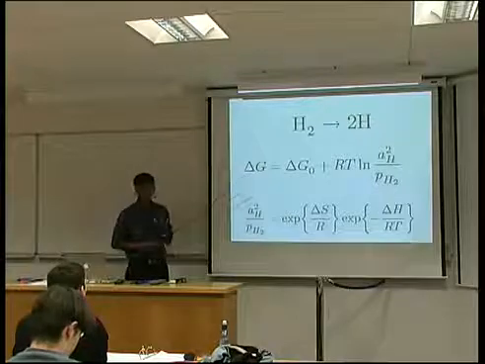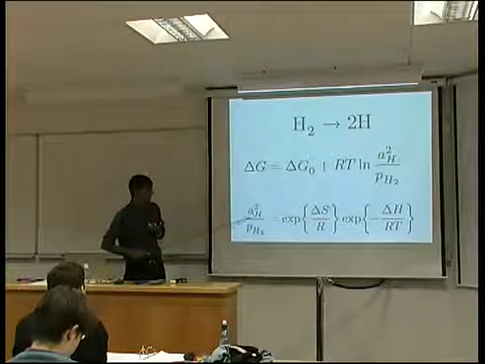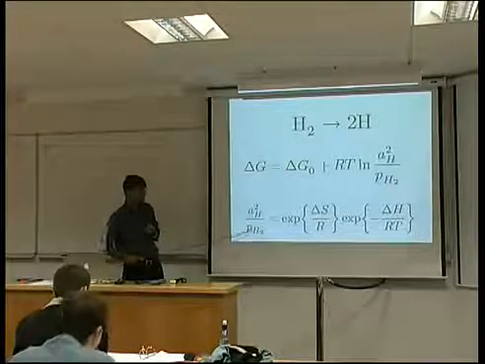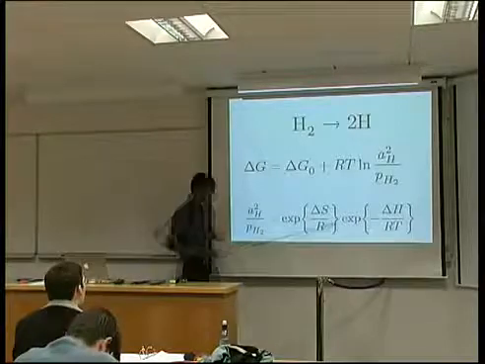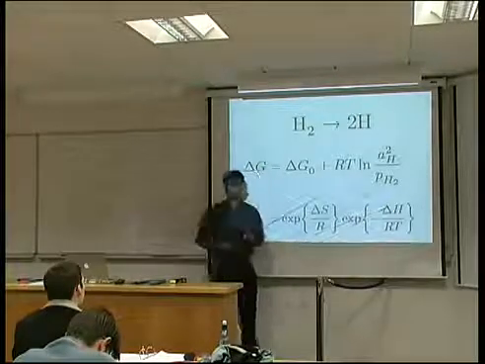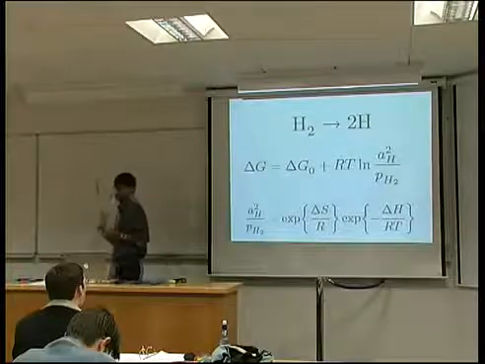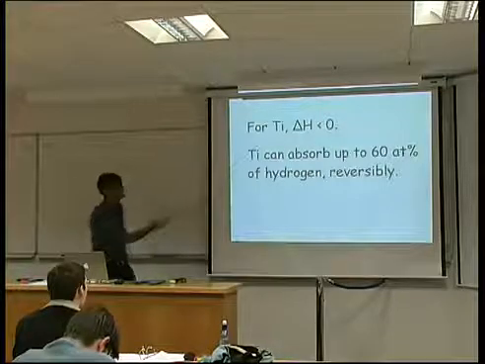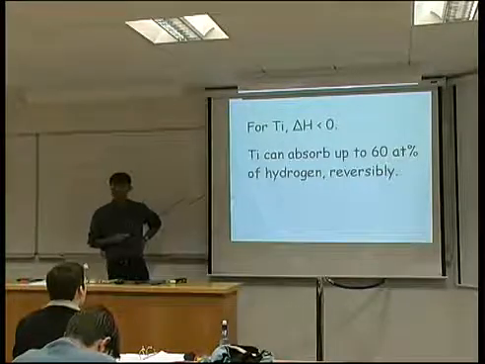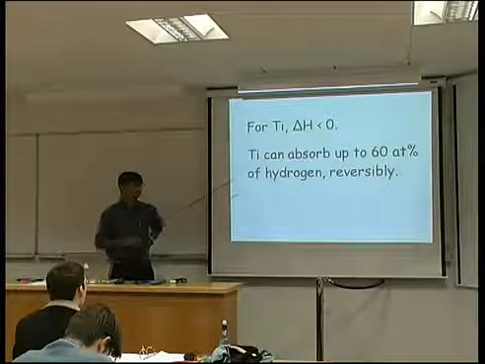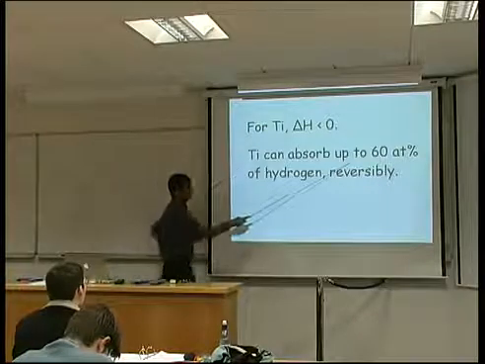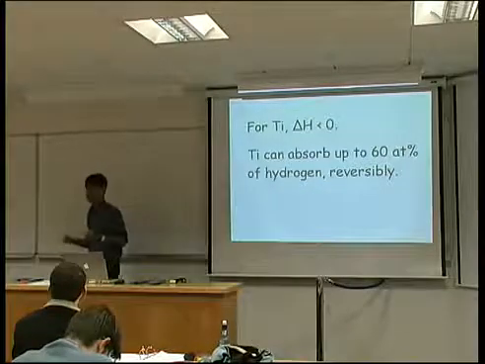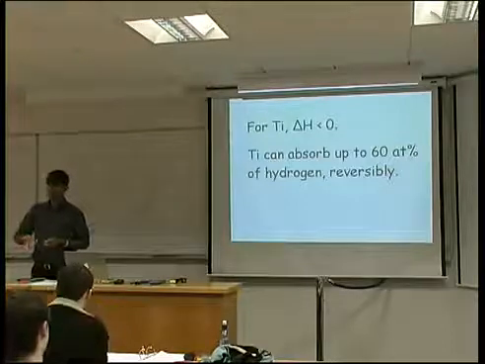And to find the equilibrium, I set this to 0, and therefore I have an expression for the activity of hydrogen in your metal as a function of pressure. And we will have this constant term and this term which varies with temperature. The peculiar thing about titanium is that delta H is negative. So the enthalpy of solution is negative. In other words, the hydrogen wants to dissolve in titanium. And titanium can absorb a very large quantity of hydrogen reversibly. Reversibly means I can also get it out by heating it in a vacuum, for example.